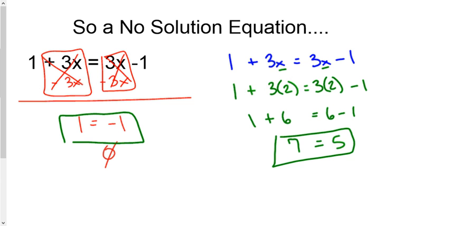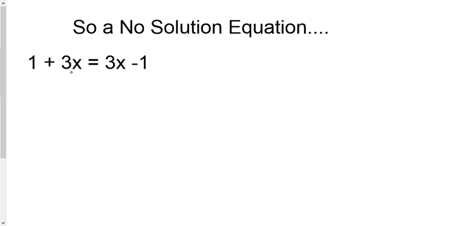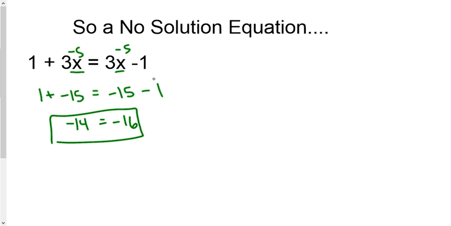Let's just clear all this off, and let's try a different one. Let's plug in -5. So 1 plus 3 times -5. 3 times -5 would be -15. And over here, that'd be a -15. And we'd very quickly see that this side is -14, and this side would be -16. Again, they are not equal to each other. And that's all that we're trying to show, is that there's no solution.